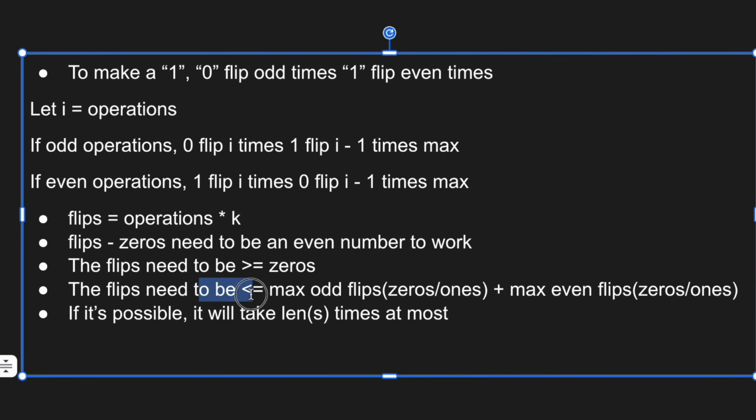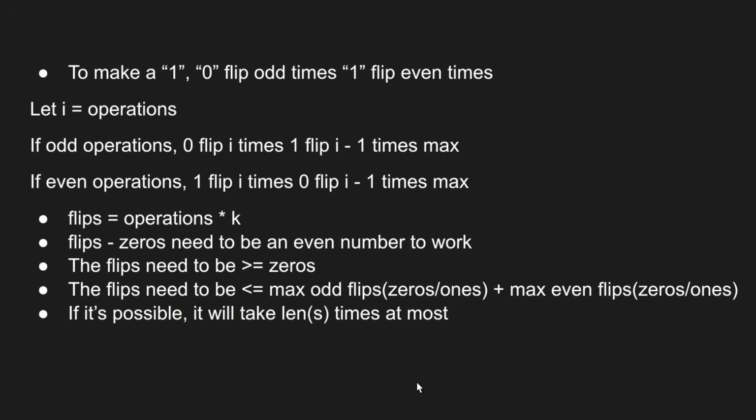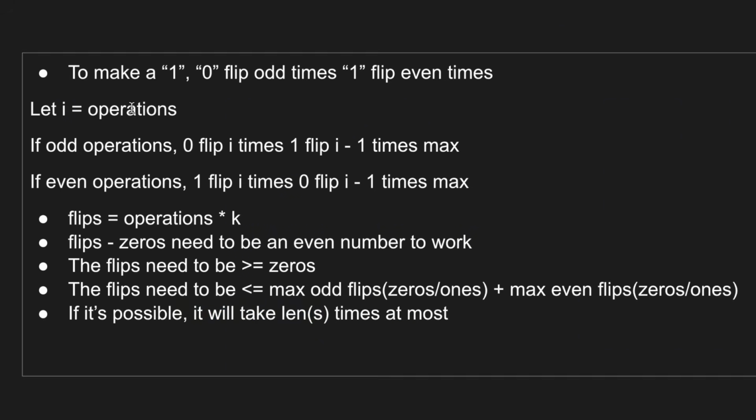Also, the flips need to be less than the max number of odd flips and the max number of even flips for the zeros and ones that we have looked at up here. And we also need to know that, assuming it's possible to make all characters equal to 1, it will take at most the length of the string operations. After we know all of that, we can now solve this problem.